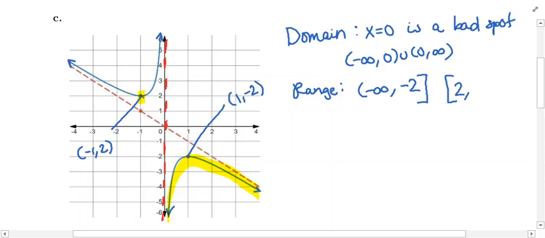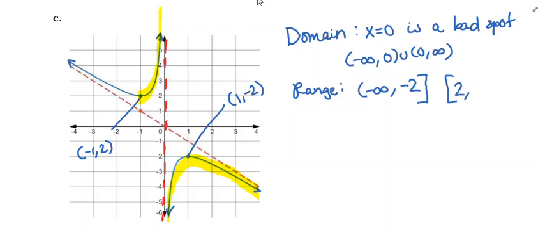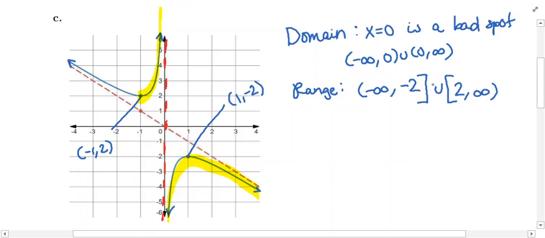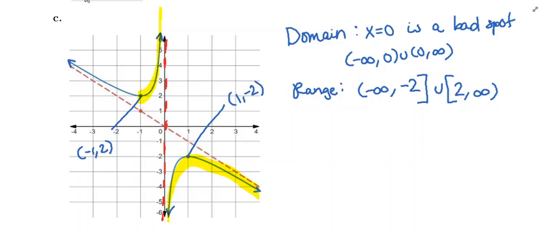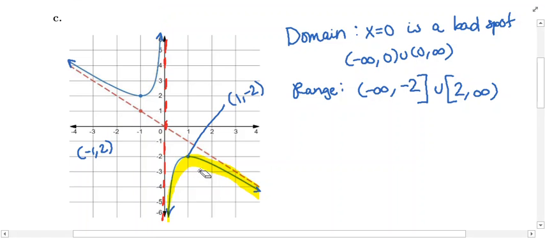You want to include it because there's a closed circle there. And then all the positive y values are covered after that. So you're going to go off to infinity. Okay, so this is the range. It's basically all real numbers except for the y values between -2 and +2. And another way you can see the range, let me erase this stuff.